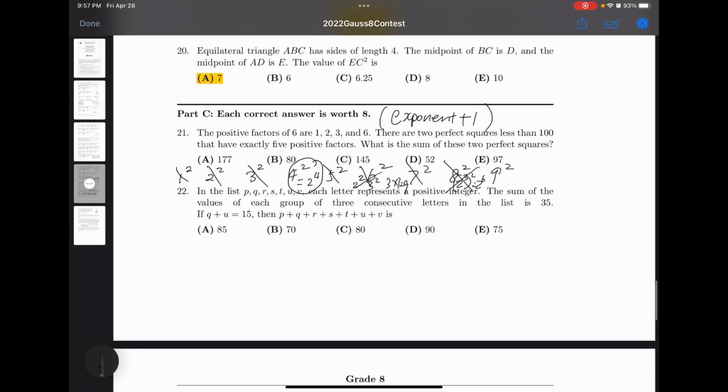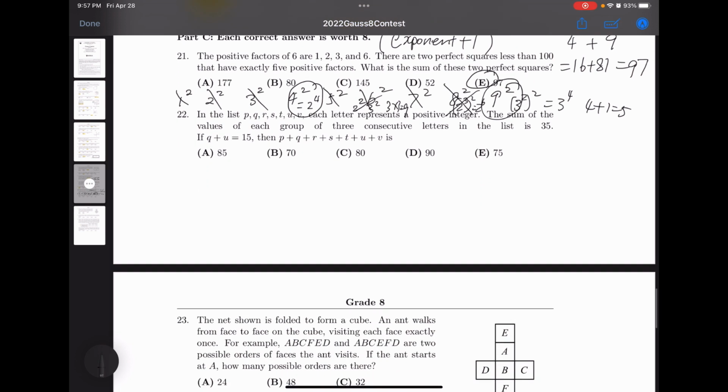And for 9 squared, we can factor it into 3 squared squared, which equals 3 to the power of 4, and 4 plus 1 equals 5. Therefore, 9 squared is the other perfect square. If we add them together, 4 squared plus 9 squared equals 16 plus 81 equals 97. Therefore, the answer is E.